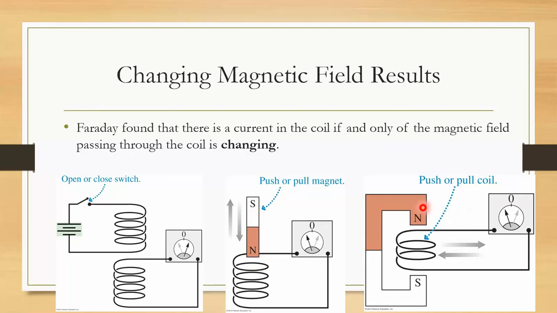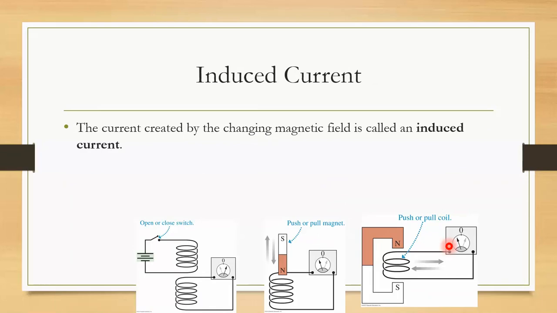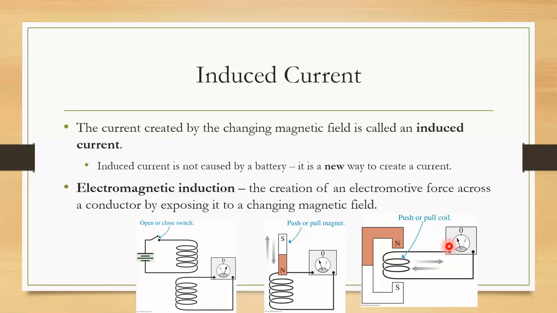And finally, we can have a permanent magnet around the coil, and if you push or pull the coil into or out of the magnet, you will get a current in that circuit. So the current created by the changing magnetic field is a new kind of current. It's called an induced current. An induced current is not caused by a battery. It's considered a whole new way to create a current from a changing magnetic field. This is a form of electromagnetic induction.